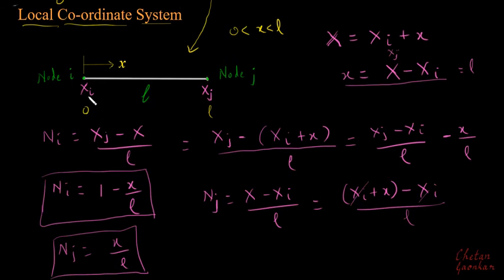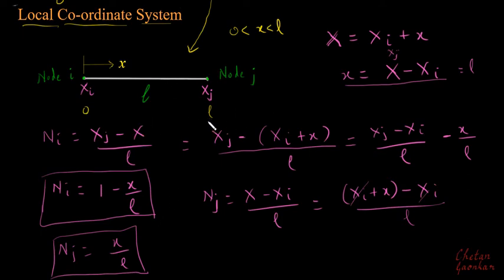And then Ni will be equal to 1 at X equal to xi, or at x equal to 0. At this node x will be equal to 0, so Ni will be equal to 1 here, and at this node, that is at x equal to L, this will be L by L, so 1 minus 1, Ni will be 0 here. So again all those properties are still taken care of by these shape functions in terms of the local coordinate system.